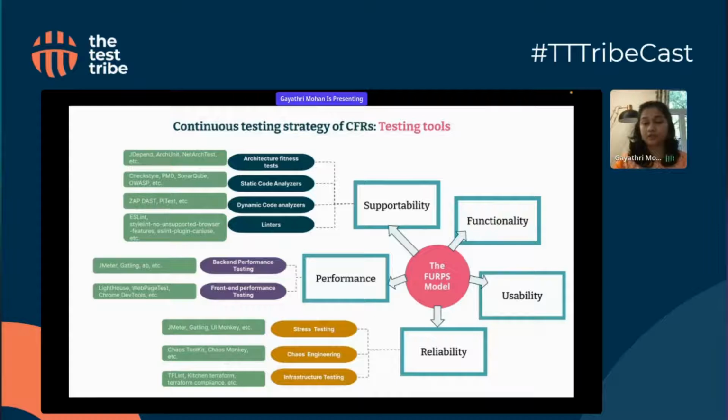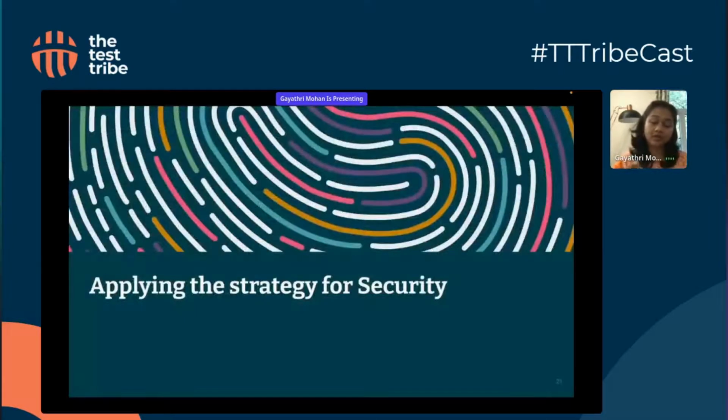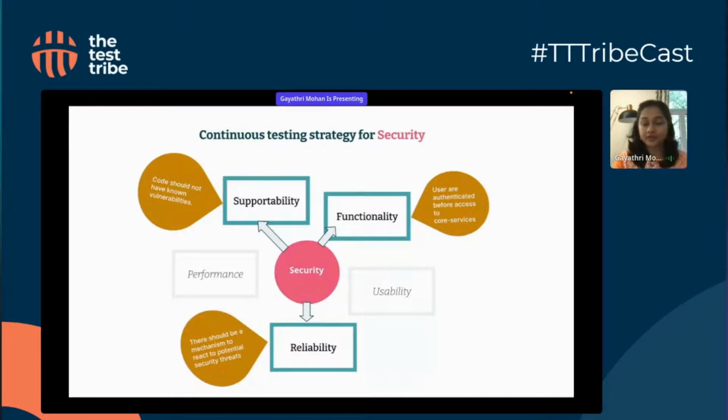And the takeaway for the next section is where we'll apply that model, the tools and the techniques, for one particular CFR like security, and see how we can visualize the continuous testing process for security. So when we take security for that matter, I think security exhibits itself in three angles, right? Security can be broken down to be visualized in these three angles.